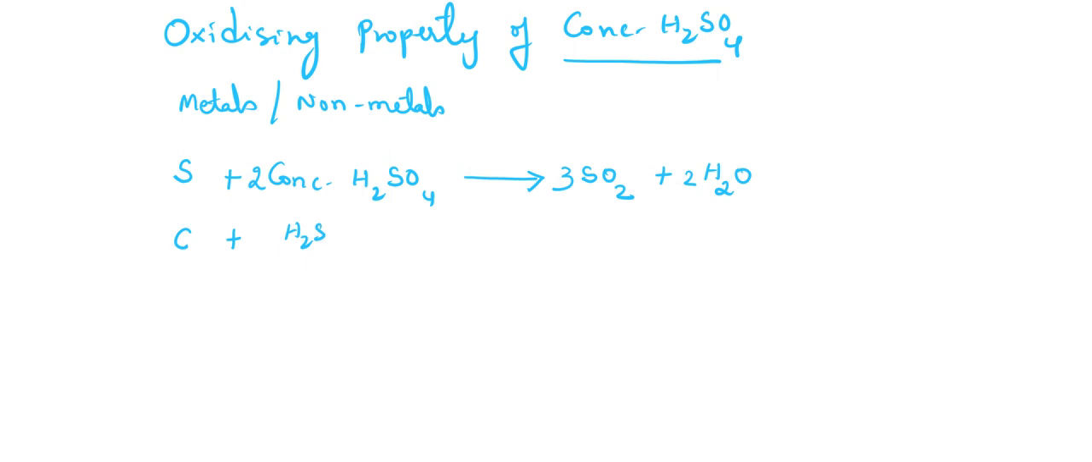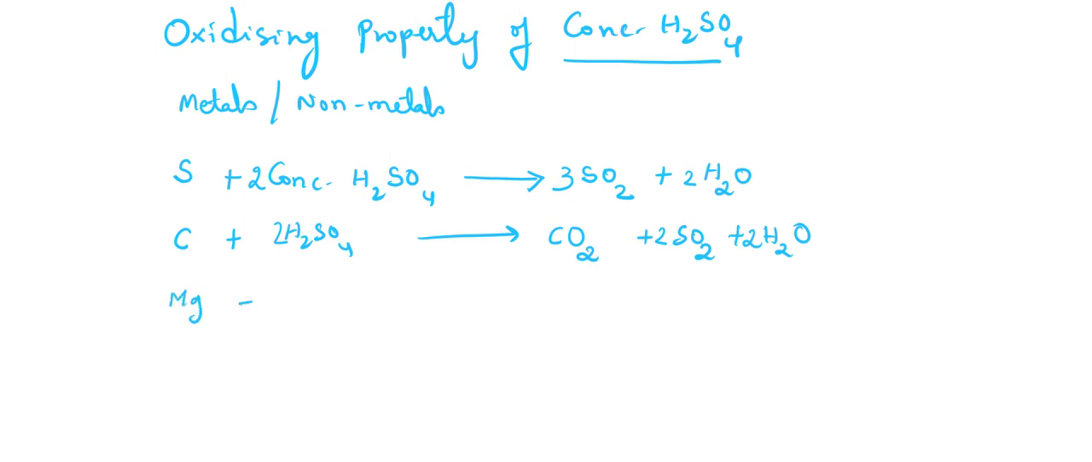concentrated sulfuric acid, carbon oxidizes, that is, oxidation is taking place, to form sulfur dioxide gas and water. So balance the equation. 2, 2 and 2. Now how do metals oxidize?